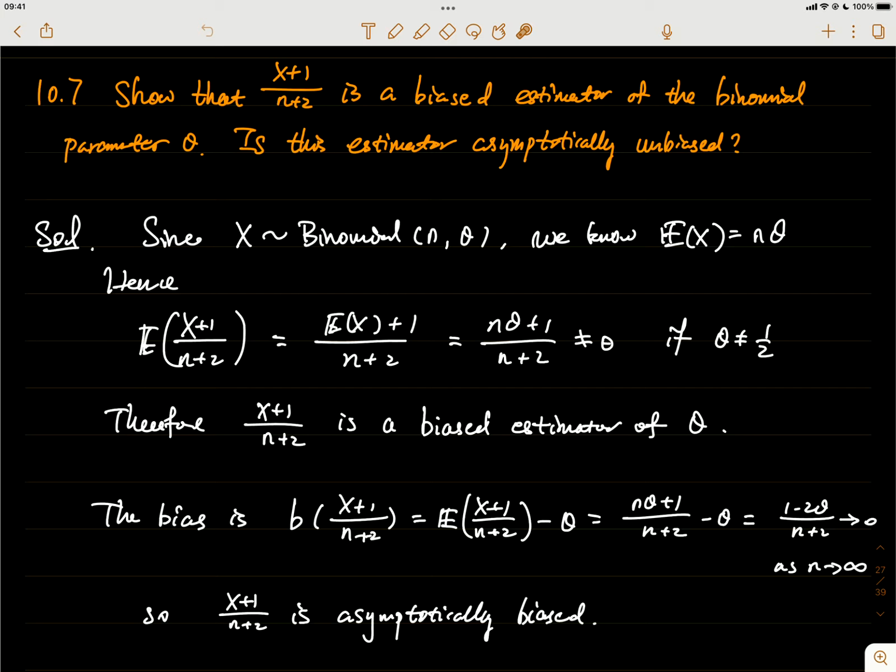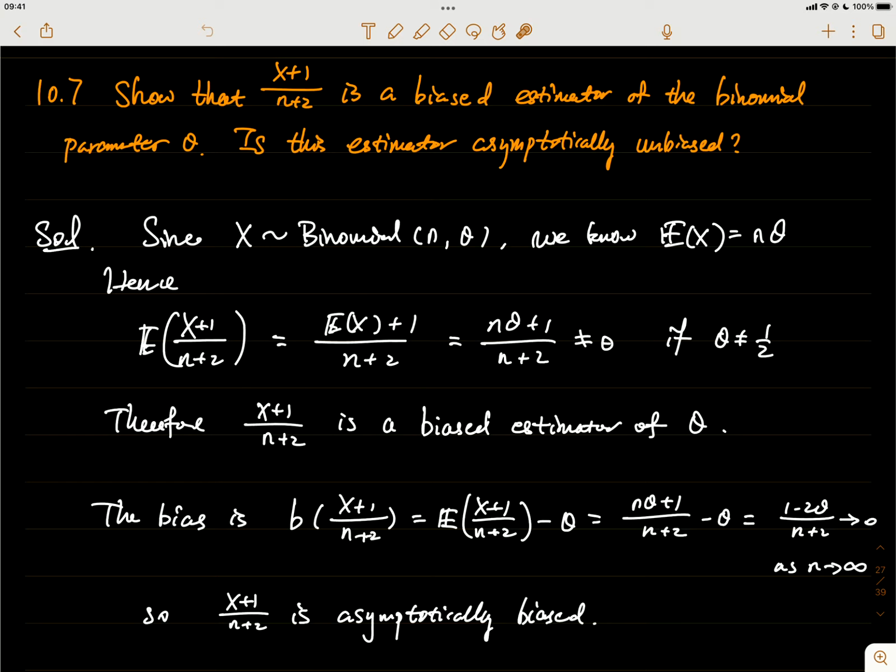Problem 10.7: show that (X + 1)/(n + 2) is a biased estimator of the binomial parameter theta, and also figure out whether this estimator is asymptotically unbiased.